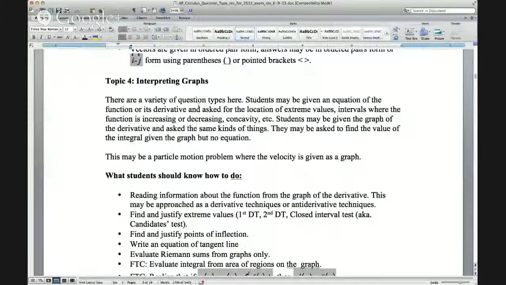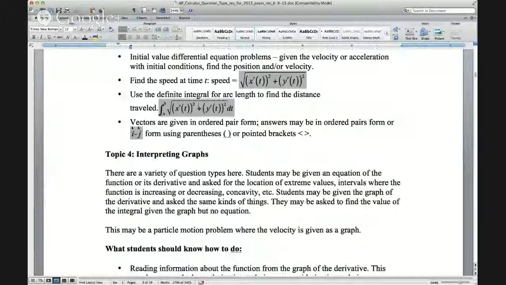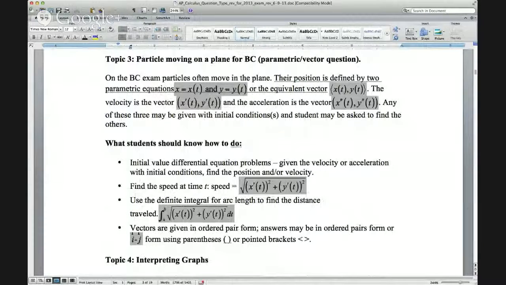First things first, let's look at what we're talking about today. We're talking about topic 4, interpreting graphs. You may be thinking, why are we on topic 4 when this is session 3? Well, topic 3 is particle motion on a plane, and that's for BC only, so we're not doing that.